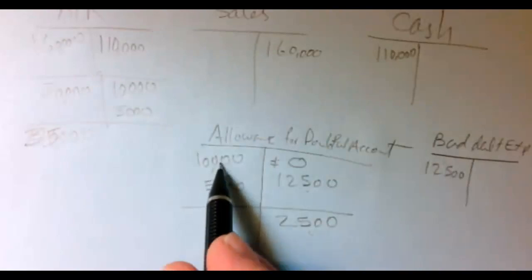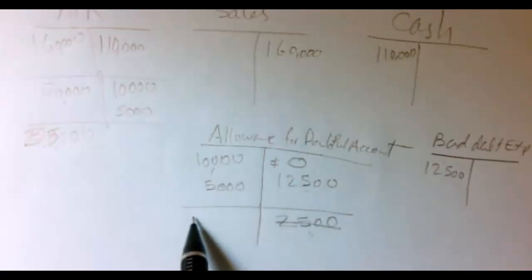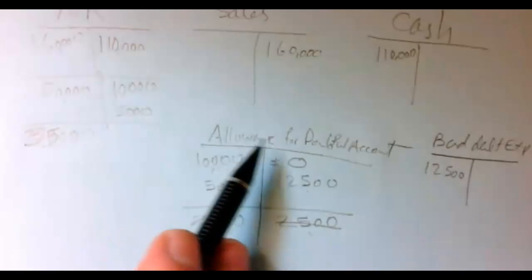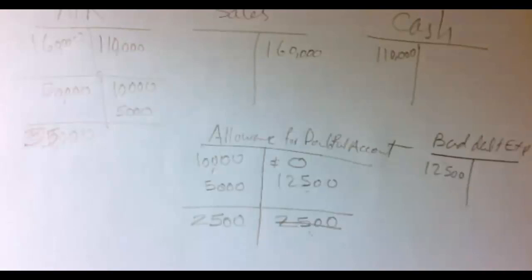all of a sudden, 10,000 plus 5,000 is 15,000 minus 12,500. So your balance will be on the debit side. And as soon as allowance for doubtful account has a debit side balance, we say that's a deficit. That's a negative balance. Okay, so if it's a deficit, then you would put parentheses around it? No, in a T account, debit or credit, it's just a number. Okay. But what that means is important.